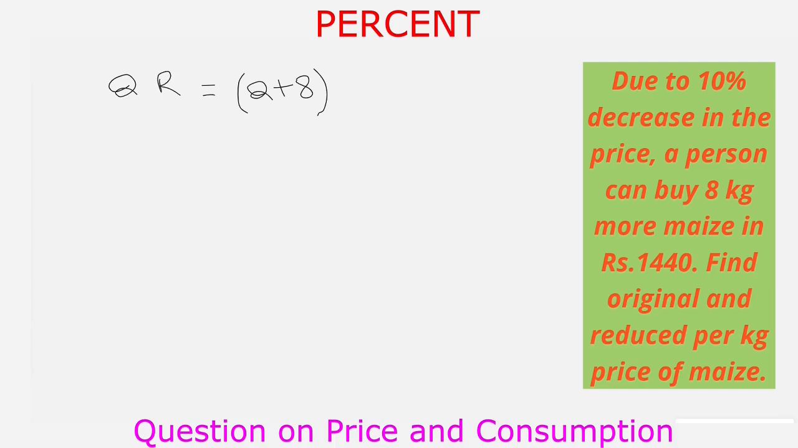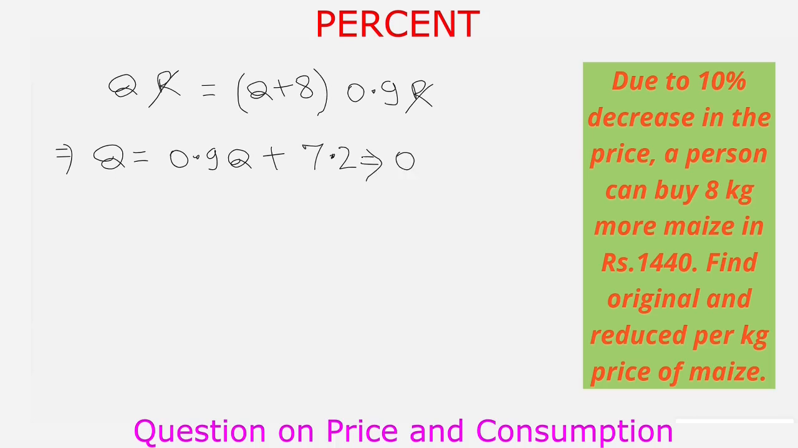If the rate was R, then the present rate will be 10% less, that will be 0.9 R, which is 1 minus 0.1, that is 10% of 1. So it is 0.9 R. R cancels on both sides. This gives Q equal to 0.9 times (Q plus 8), which is 0.9 Q plus 7.2. This gives Q minus 0.9 Q, which is 0.1 Q, equal to 7.2, giving Q equal to 7.2 divided by 0.1, which is 72. The earlier quantity was 72 kg.